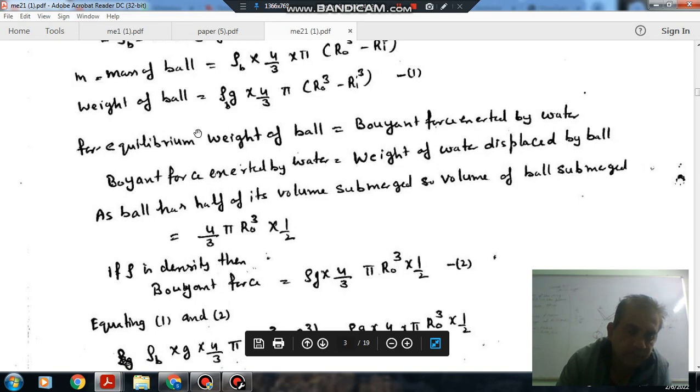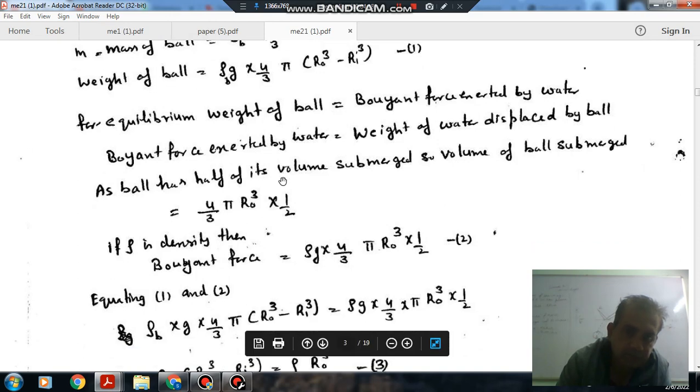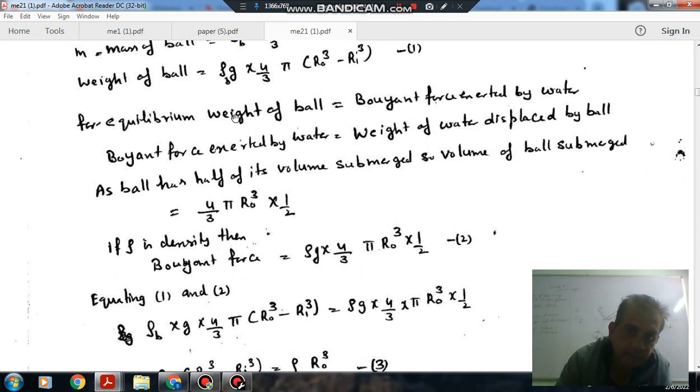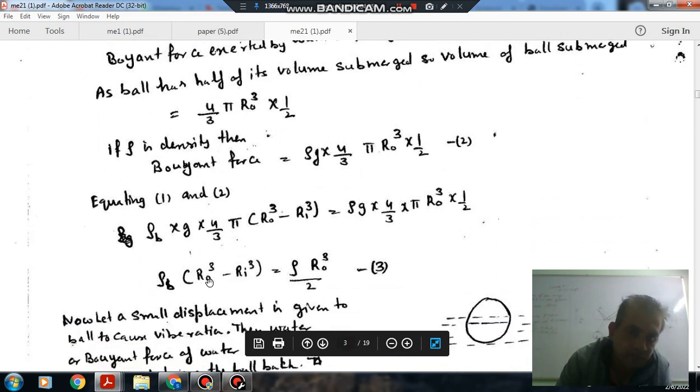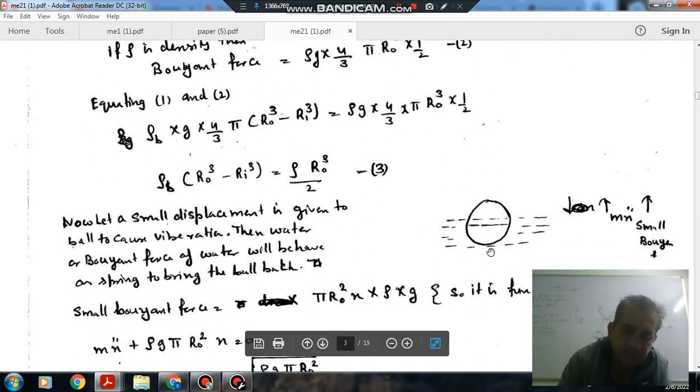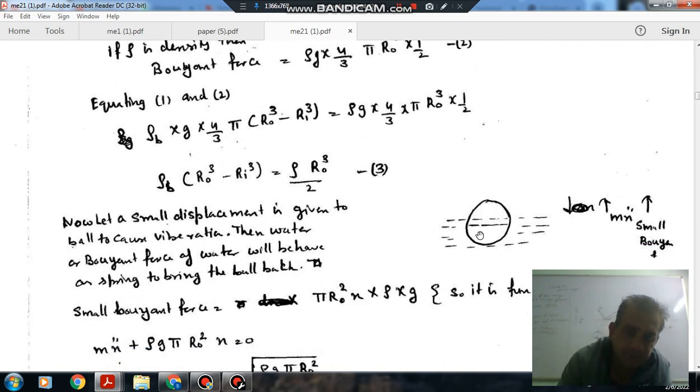This is the buoyant force, and this is equal to the weight of the ball, because the weight of the ball and the buoyant force are equal. Equating these two, where rho b is the density of the ball and rho is the density of water, we get the relationship between rho b and the various radii: rho b (R naught cube minus Ri cube) equals rho R naught cube by 2. So this is equation number 3. Now suppose this ball is submerged.